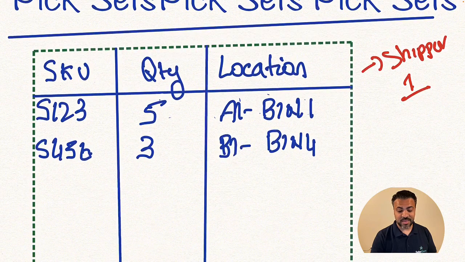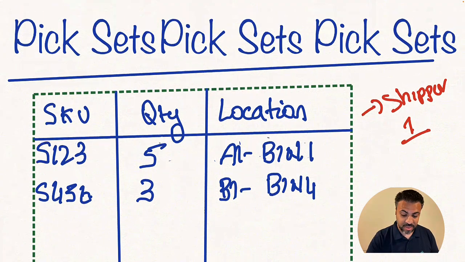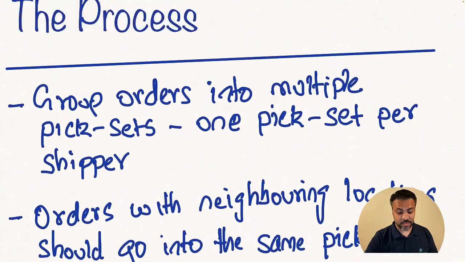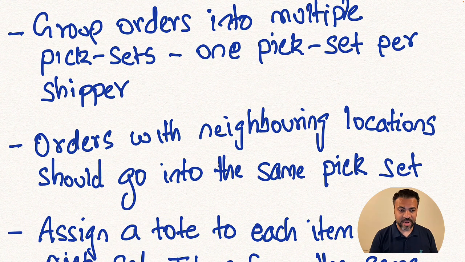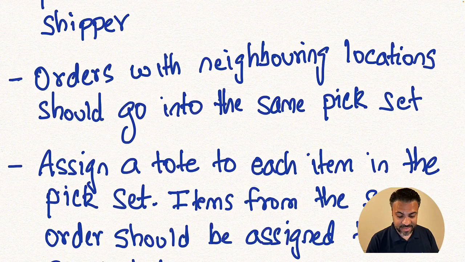The other thing this does is give them a list of SKUs to pick, the total quantity to pick for that particular SKU, and where it's located. So that's the first thing we'll do: create these pick sets. The orders with neighboring locations should go into the same pick set, so that you are efficiently picking items that are close to each other and not running all over the place when picking your orders. Second thing is, as you are picking items, you are putting them in specific totes or boxes.